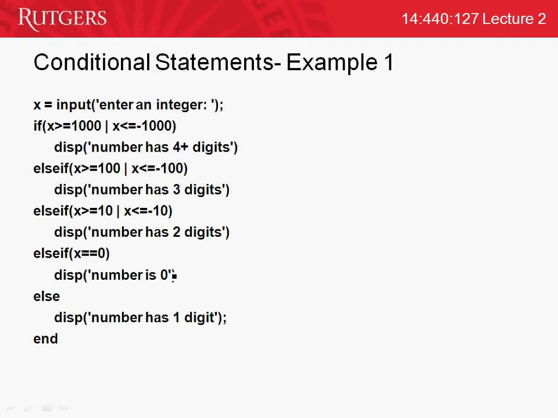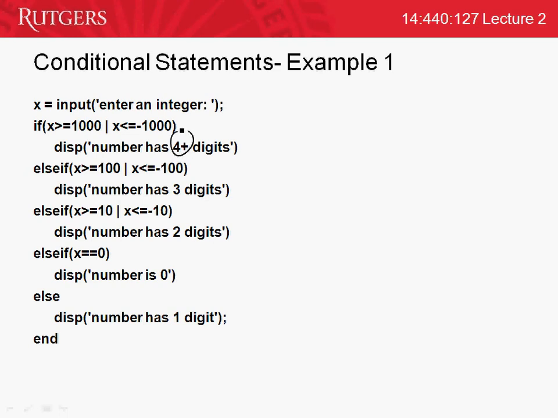Here's kind of an example, and this is a naive example. And naive is basically scientific or mathematical parlance for this doesn't work. In this case it does work. It just isn't a very good way of doing it. Here, what we're going to do is ask the user to enter an integer, and then if it's 4 digits or more, we'll display the number has 4 digits plus.